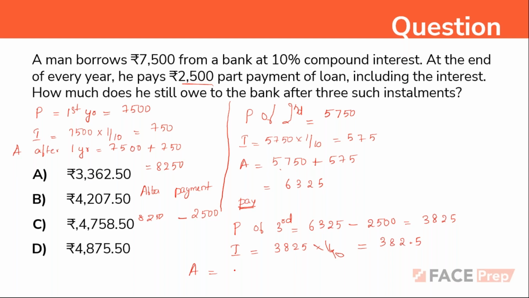Again, 3,825 plus 382.5. I need to add these two values. If I add these two values, I'll be getting around 4207.50. Hence my answer is option B for this particular question.